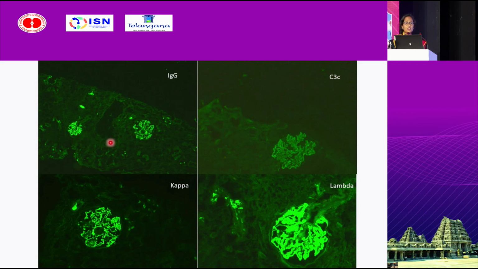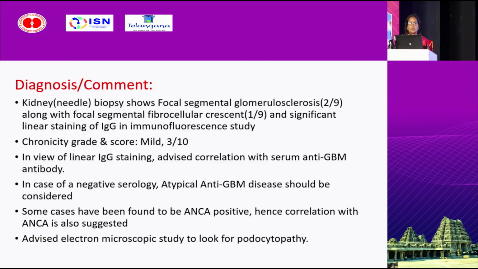So here we can see it's a significant positivity. It's a 4+ positivity on a scale of 0 to 4+ when we score the immunofluorescence. And it was non-granular. It was linear, smooth positivity. So the diagnosis given was focal segmental glomerulosclerosis along with a segmental fibrocellular crescent in one of the glomeruli, significant linear staining of IgG in immunofluorescence study, with mild chronicity.